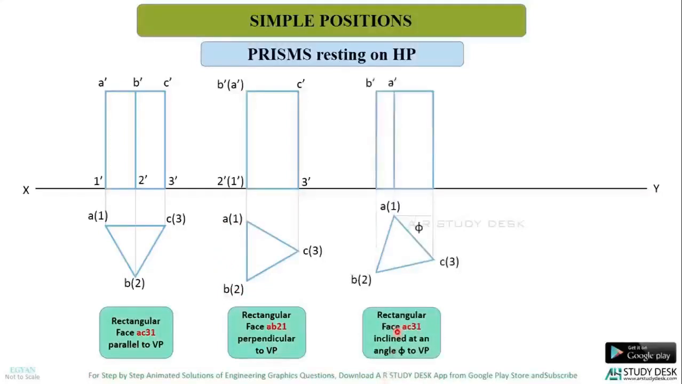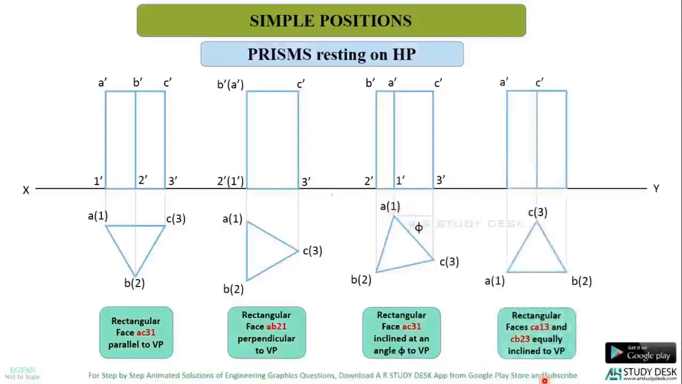In the next case, a rectangular face AC31 is kept inclined at an angle phi to VP. And here, two rectangular faces are kept equally inclined to VP. If I draw a line here, this particular angle and this angle will be the same. So these two rectangular faces are making the same inclination with VP.